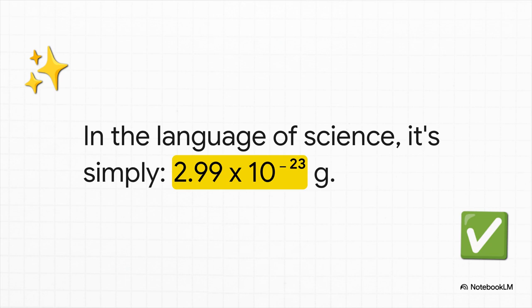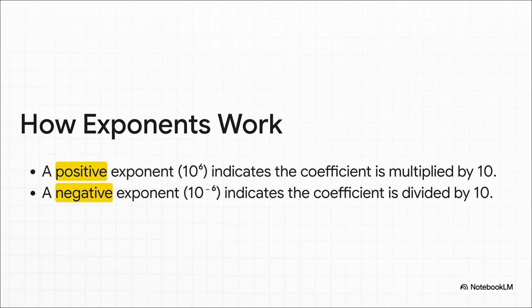It's concise, it's clear, and it can handle everything from the size of the universe down to the mass of a molecule. So the whole key is just understanding the exponents. Here's the rule of thumb. If you see a positive exponent, you know you're dealing with a big number. A negative exponent? That tells you you're working with a really tiny number, something smaller than 1. It's as simple as that.